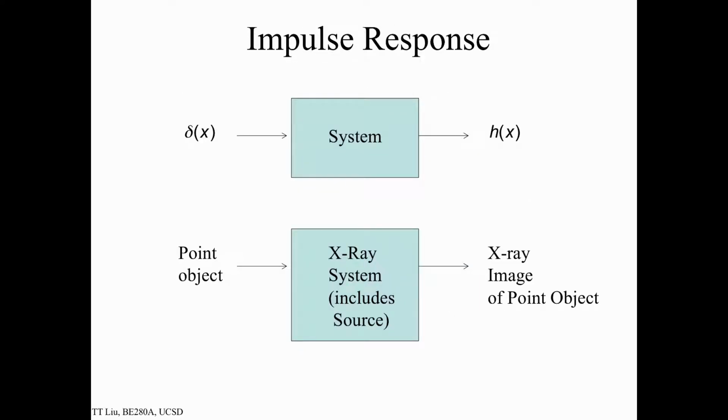The other concept we want to review is that of the impulse response. That is simply the response of the system to a delta function input, in this case a Dirac delta function, and the impulse response here is denoted h of x. So for example, for an X-ray system, we could have a point object, and the impulse response would be the X-ray image of that point object.